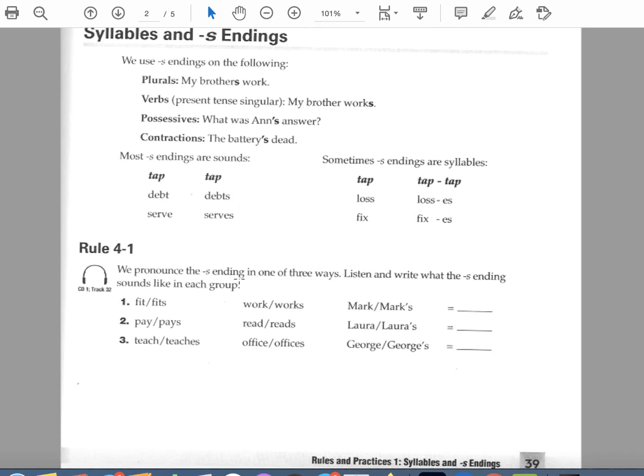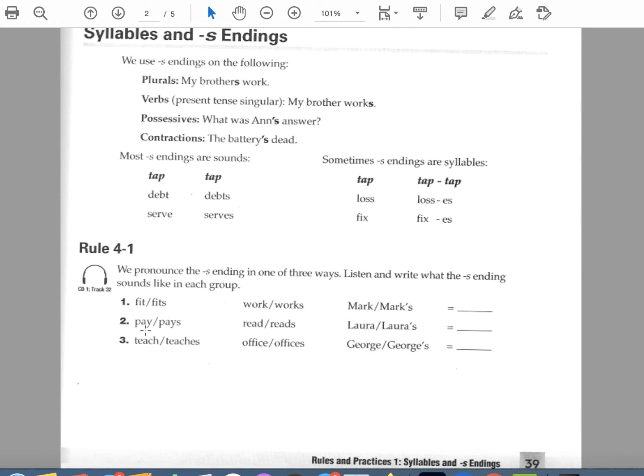So we pronounce the S endings in one of three ways. Listen and write what the S ending sounds like in each group, and you can listen to the CD track 32, or I will say it as well, and you can follow along with me. Okay, so let's look at the first set. Fit, fits, just one syllable there. Work, works. Mark, marks. You probably heard this and no sound, right?